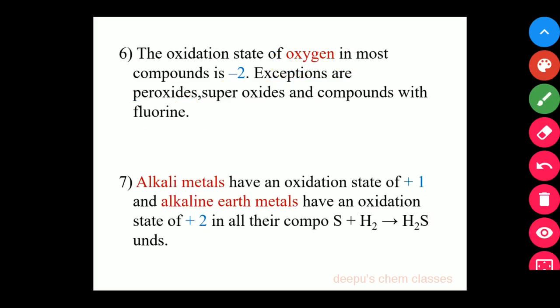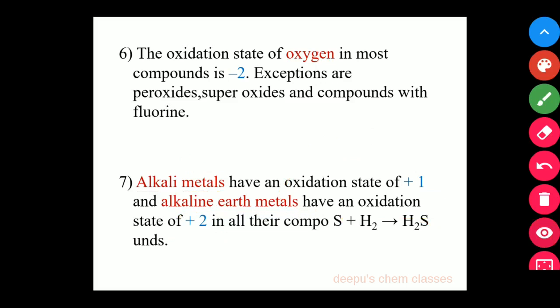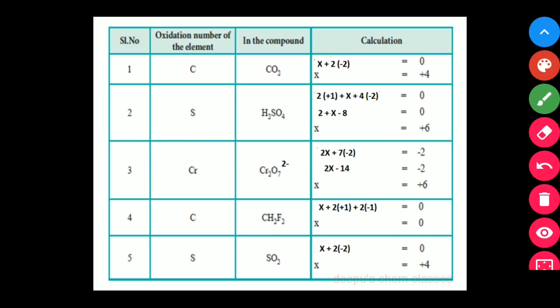Another point: in the periodic table, the first group elements, that is the 1s block elements, otherwise called alkali metals, always have the +1 oxidation state. Then the second group elements, called 2s block elements or alkaline earth metals, always have the +2 oxidation state in all their compounds.